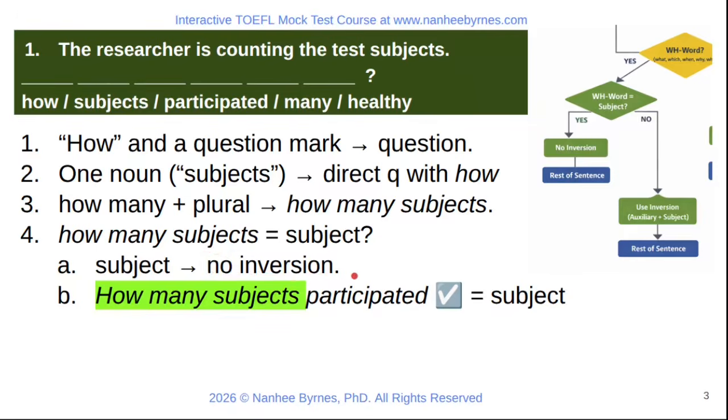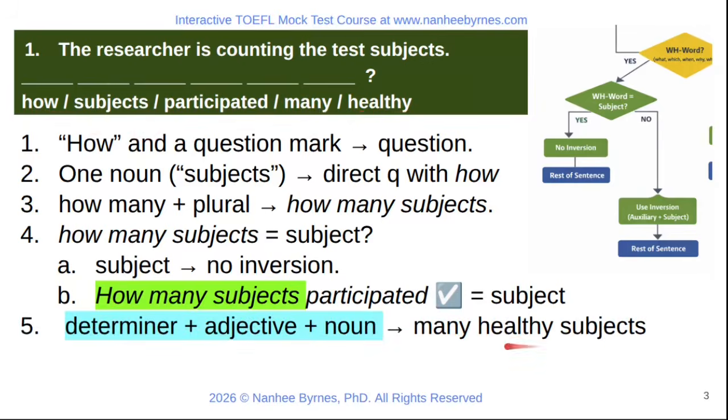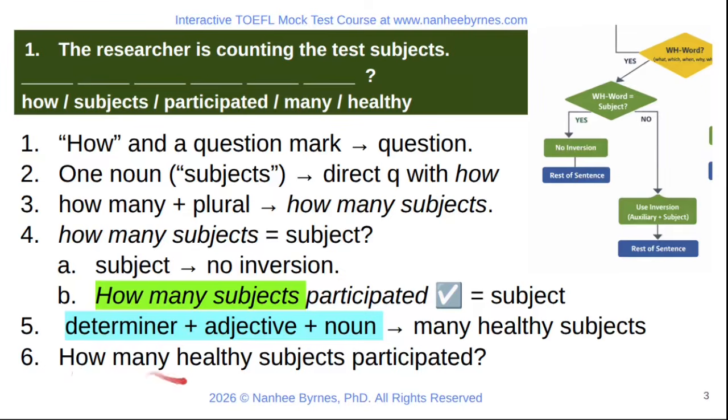So, the skeleton becomes how many subjects participated. Participated does not need any complement. So, healthy needs to modify subjects, giving us How many healthy subjects participated?